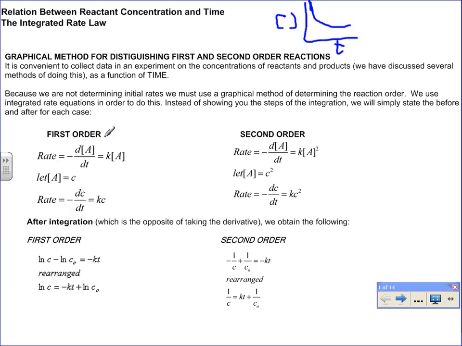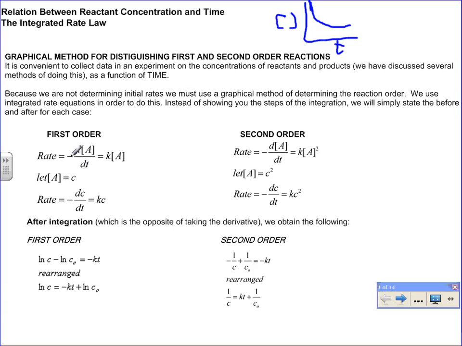Now let's look at the derivation of the graphs that we need for our analysis. For a first order reaction, you know that the rate is equal to the constant times the concentration of A raised to the power of 1. That's first order. Now, if we look at this as a rate of change, we're monitoring the change in concentration with respect to time. So that's what dA over dt means.